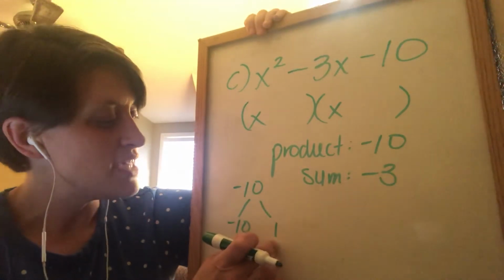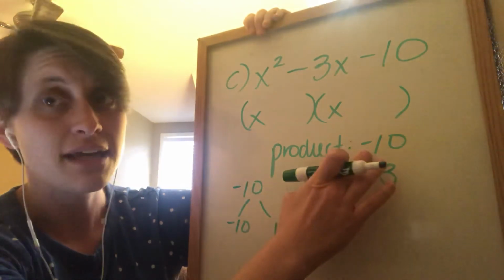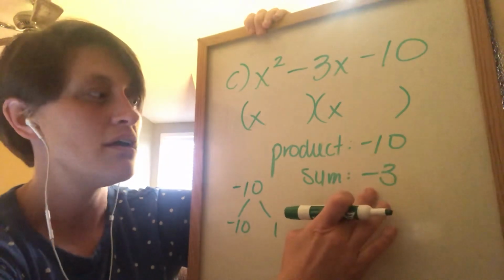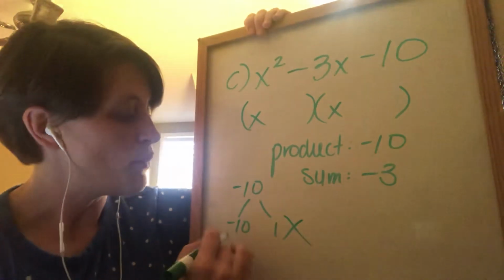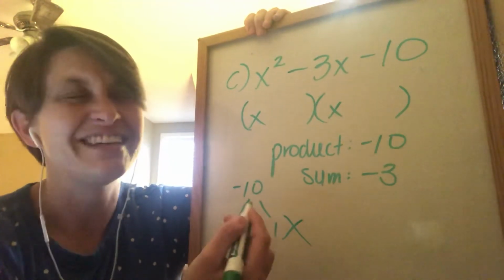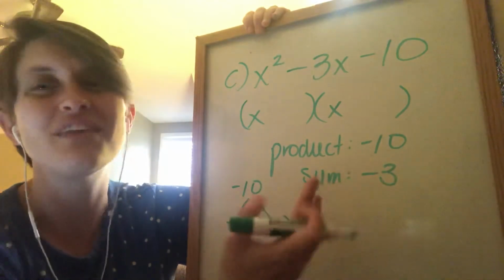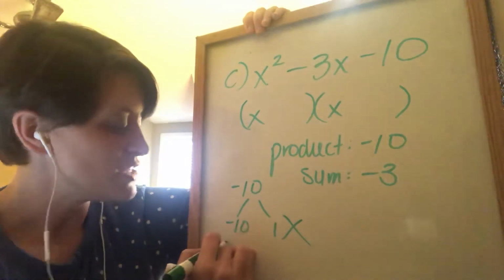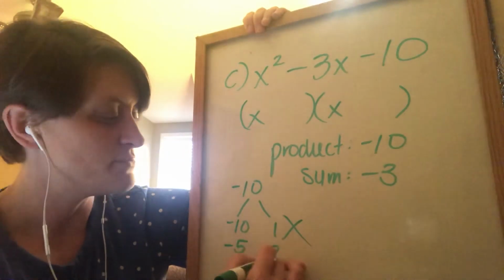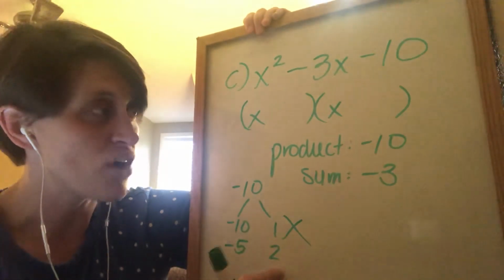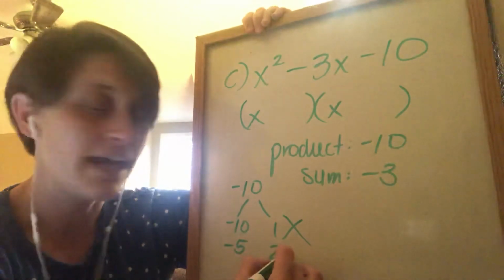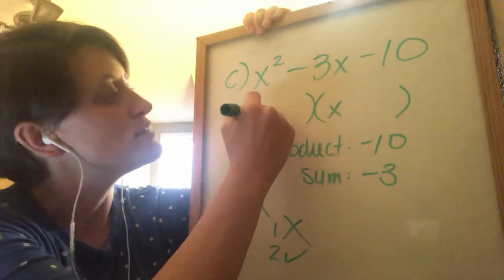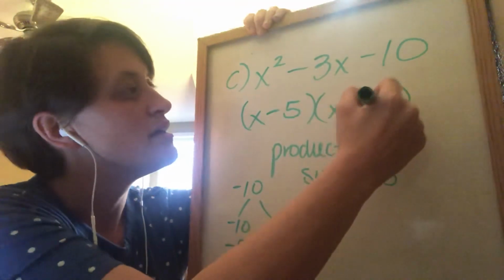So -10 and 1, those definitely make a -10 when we multiply them together. Do they make a -3 when we add? No. Now we could try -2 and 5 if we want, but we know that it's never going to be a negative sum. So let's go straight to -5 and 2. They definitely have a product of -10, and when we add them together, they have a sum of -3. Those are our numbers, -5 and 2.